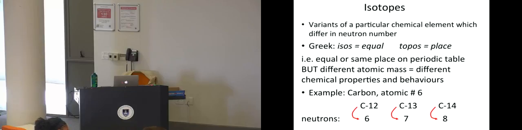An isotope is a variant of a particular chemical element that differs in neutron number. So that's the definition for you. It's taken from two Greek words: iso is Greek for equal, and topos means place. So isotope means equal place. This is because isotopes of an element occupy the same place on the periodic table because they have the same atomic number. So, for example, we've got a carbon example.